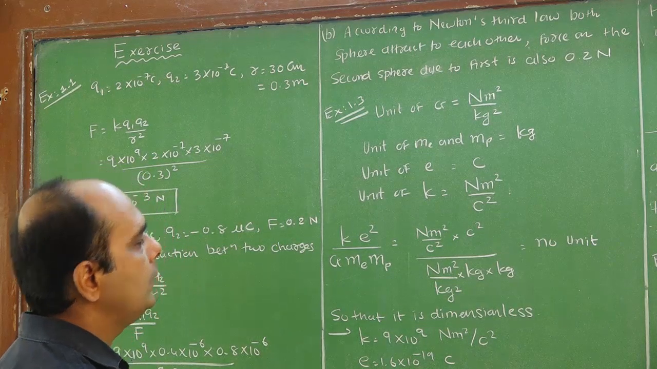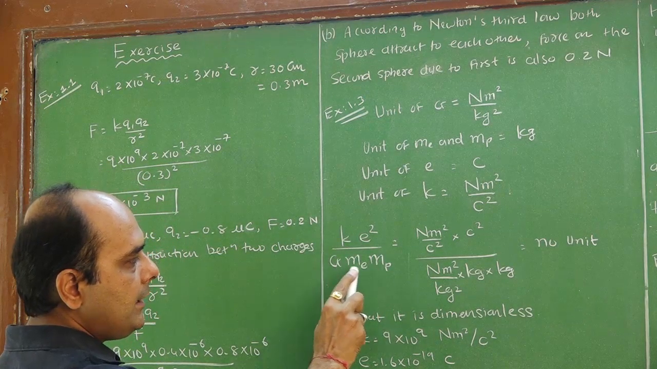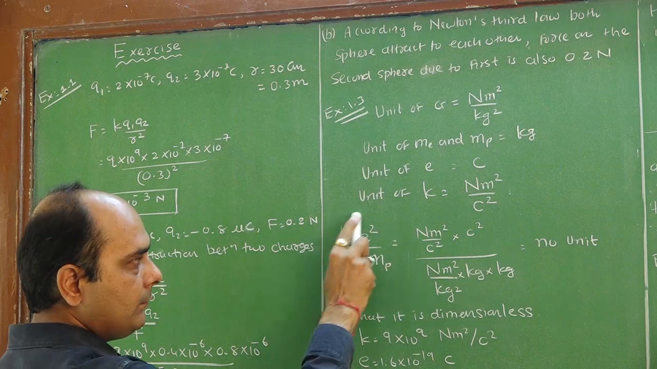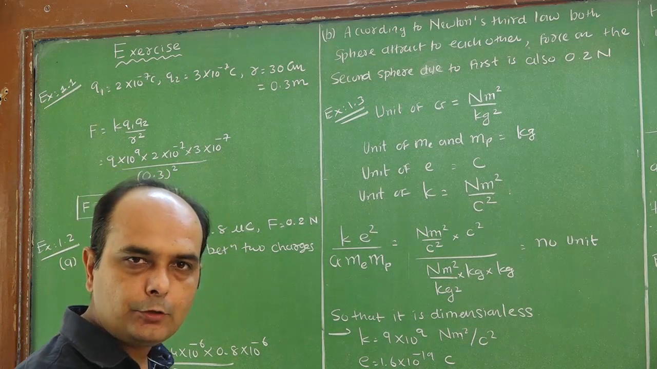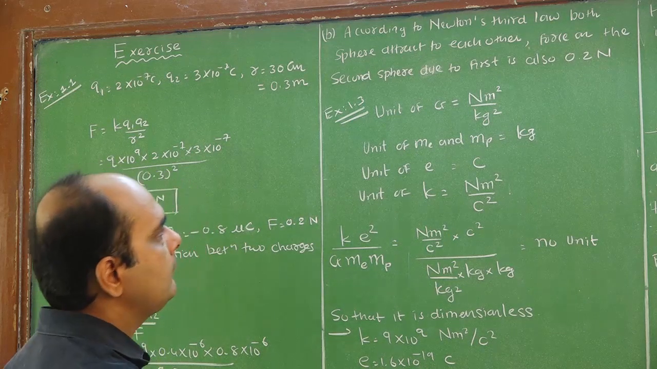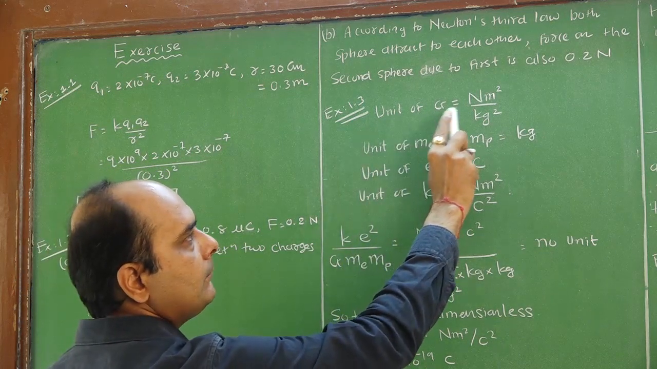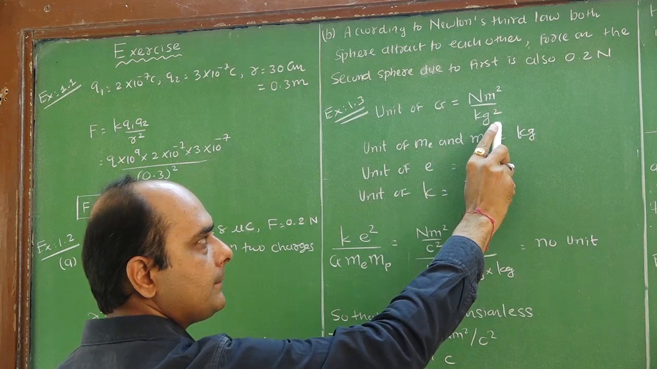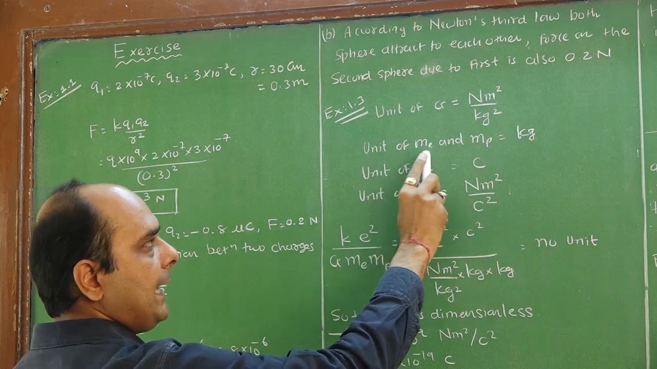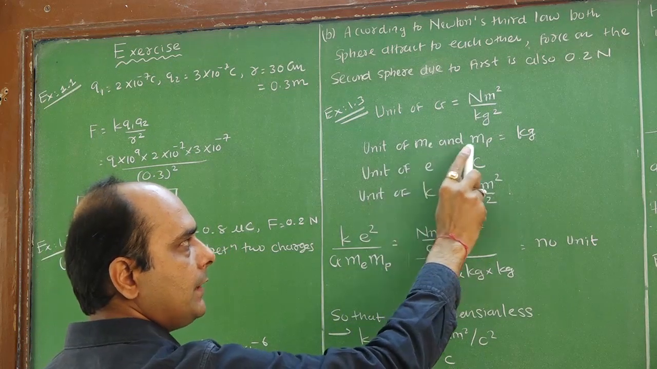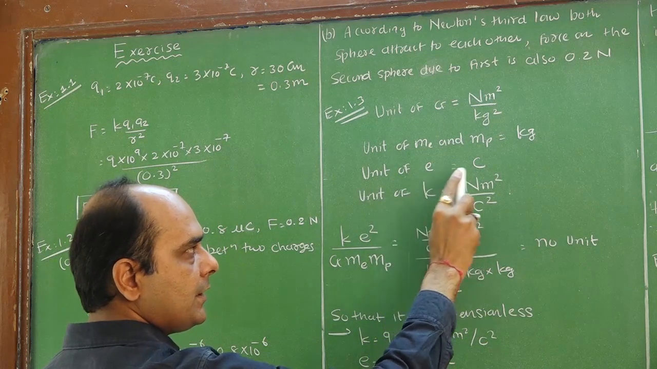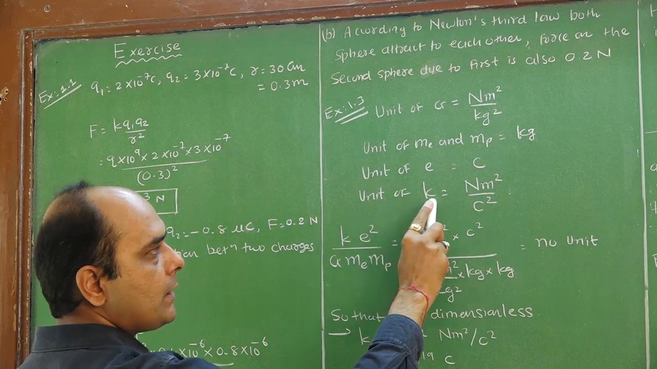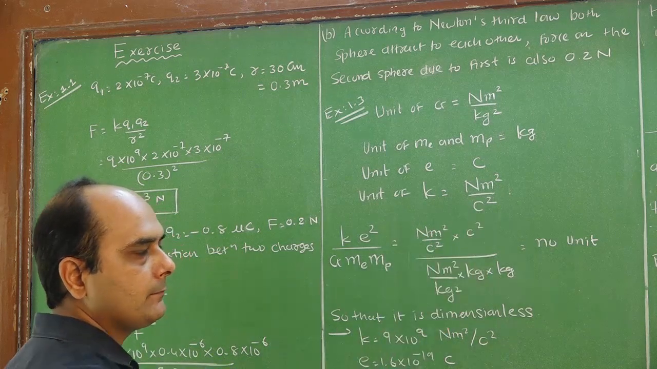Okay. So now k square by G into me into mp. This equation is given. Write down the unit of each physical quantity. First, the unit of capital G is Newton meter square by kilogram square. The units of me and mp, they represent mass, therefore it is kilogram. Unit of e, charge, is coulomb. And the unit of small k is Newton meter square by coulomb square.